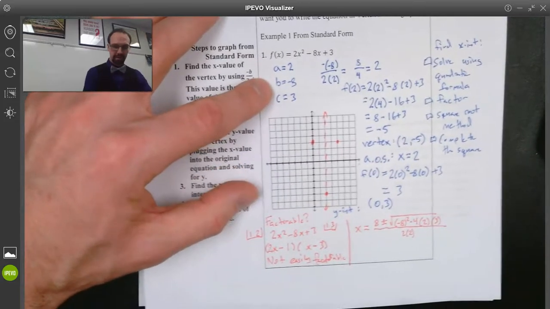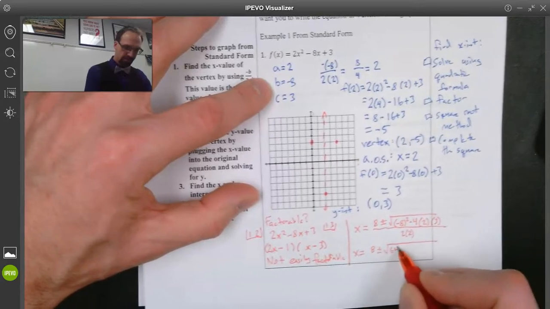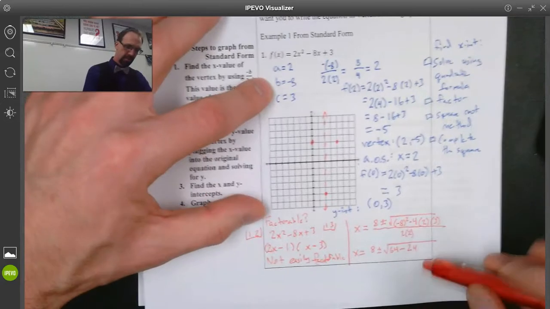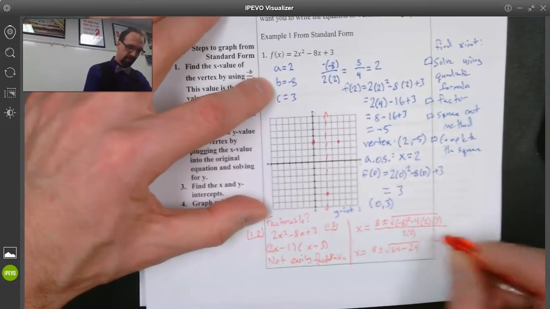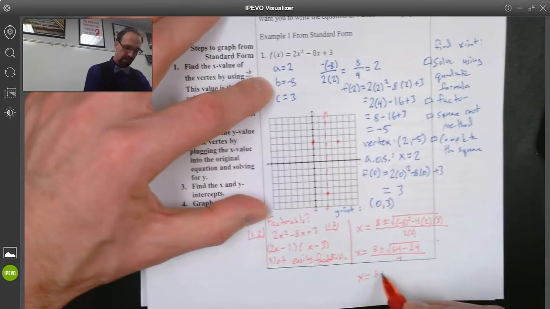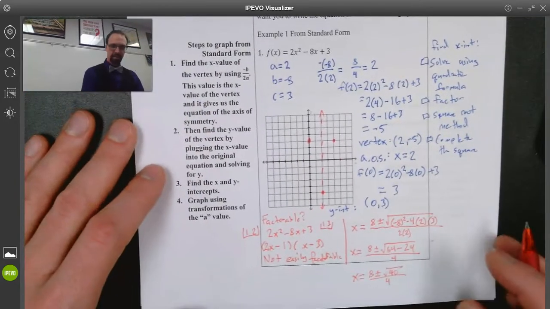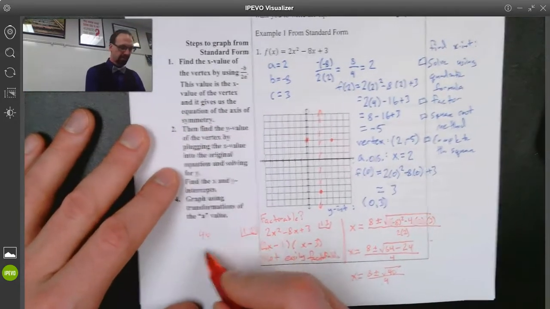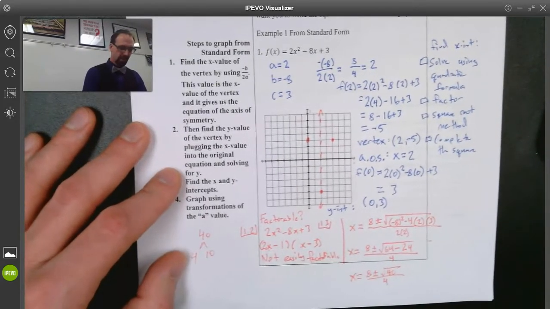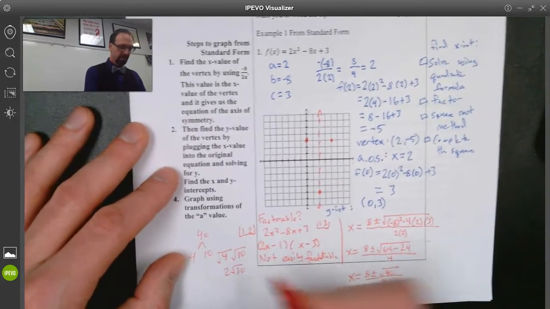So I'm going to do some simplifying here. X equals 8 plus or minus, so I'm going to have 64 minus 4 times 2 is 8, 8 times 3 is 24. Made my square root a little bit too long here. Benefit of erasing, all over 4. So I have x equals 8 plus or minus, looks like square root of 40, all over 4. Square root of 40, so if I wanted to check to see if 40 reduces, I'm going to do factor trees. So let's see, 4 I know is going to go in there, and that's a perfect square, so I can pull out 4, so I have square root of 4 times square root of 10, so that's going to be 2 square root of 10.